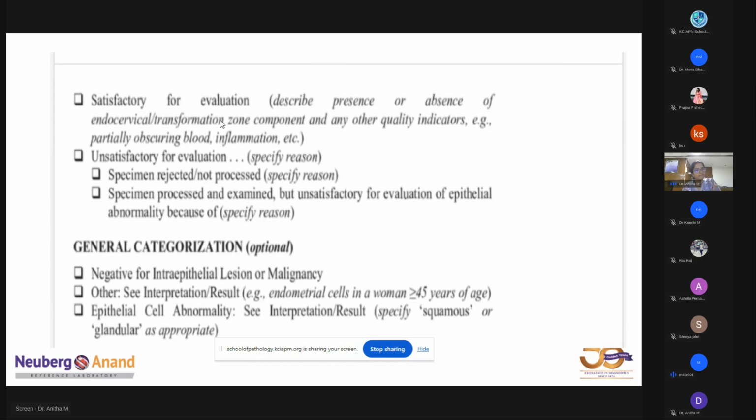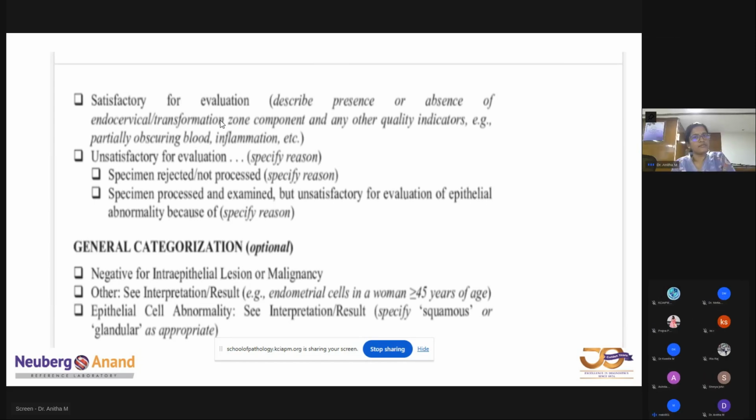We call it unsatisfactory, ma'am, when 80% of the smear is obscured by hemorrhage or inflammatory cells, and we are not able to make out the squamous cells. Even if one cluster of atypical cells is there, we'll consider it satisfactory, ma'am, even though this is present. Okay.